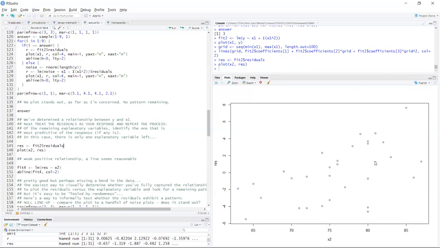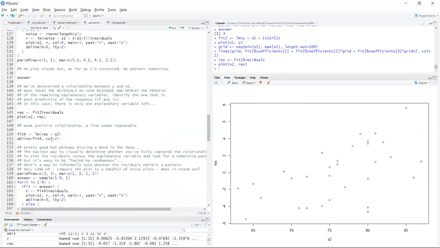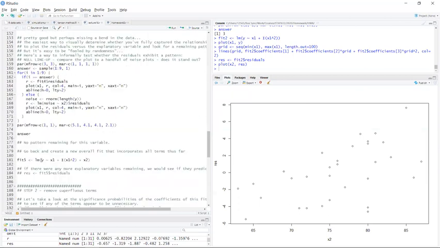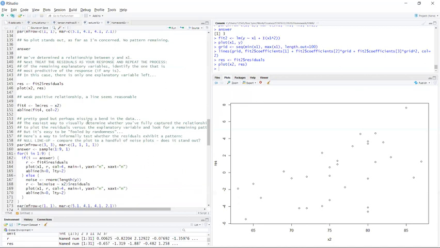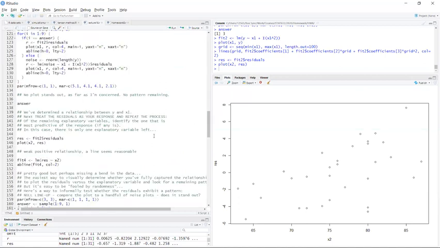If you could predict the residuals, then you could predict y better by just adding the fit of the residual versus x2. Although that's not actually how we're going to do it. We're going to go back and refit y. We're not going to just add the residuals. You can do that, but that's not actually optimal.